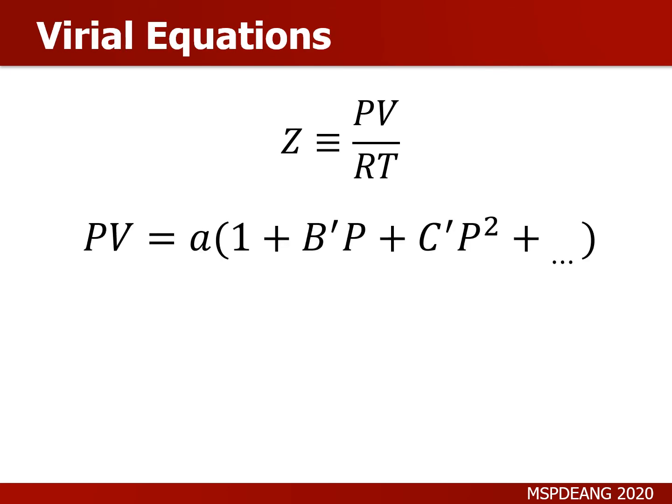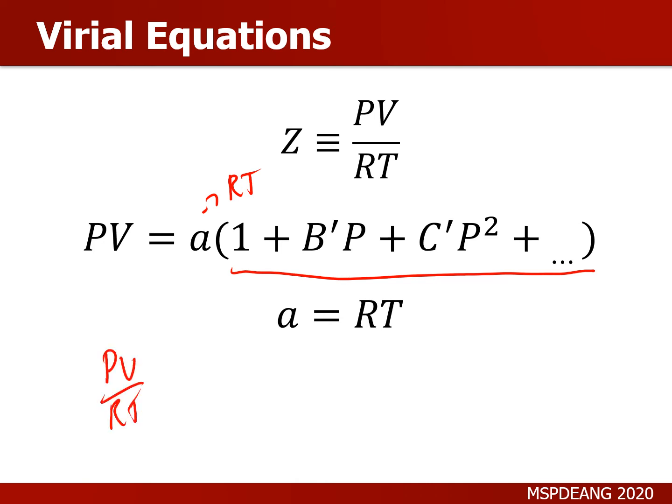Okay, and using the Virial EOS again, so diba, Z is equal to PV over RT, but PV is equal to A times this whole expression. Okay, but now we have derived that A is equal to RT. Okay, so if A is equal to RT, therefore PV over RT, lipat natin sa kabila, is equal to 1 plus B prime P plus C prime P squared, and so on. Okay, and this is equal to Z. So you can now express the virial equation of state as a function of the compressibility factor. Imbis na PV, pwede siyang Z is equal to 1 plus B prime P plus C prime P squared, and so on.